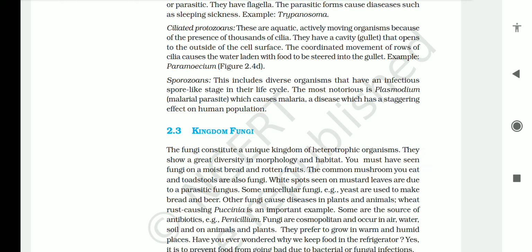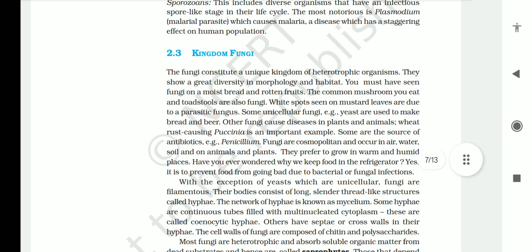Sporozoans. These include diverse organisms that have an infectious spore-like stage in their life cycle. The most notorious is Plasmodium, that is the malarial parasite, which causes malaria, a disease which has a staggering effect on human population.